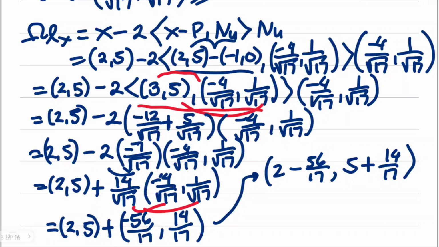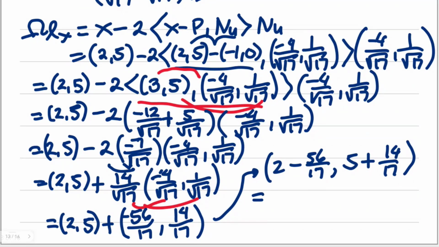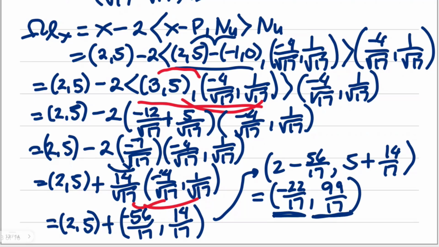Let's see. So we have 2 minus 56 divided by 17. Please use your calculators. And again, in the form of fractions, you will have negative 22 over 17. And then you have 5 plus 14 divided by 17, or 99 over 17. As you can see, our x is negative, our y is positive. Clearly, this can be found on the second quadrant.